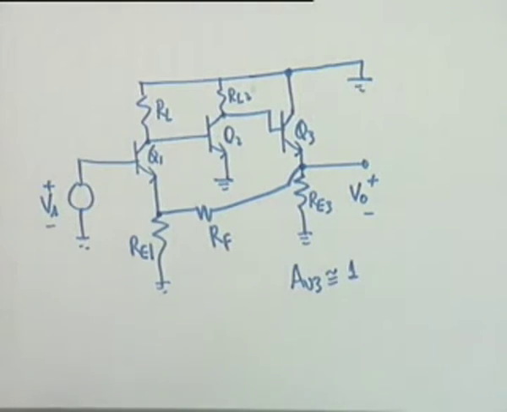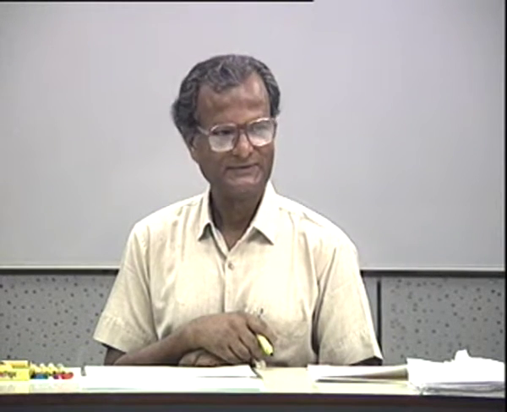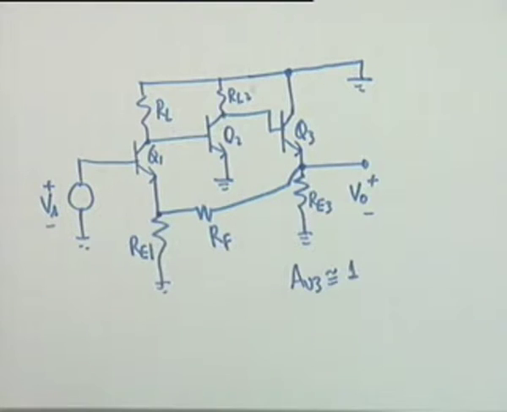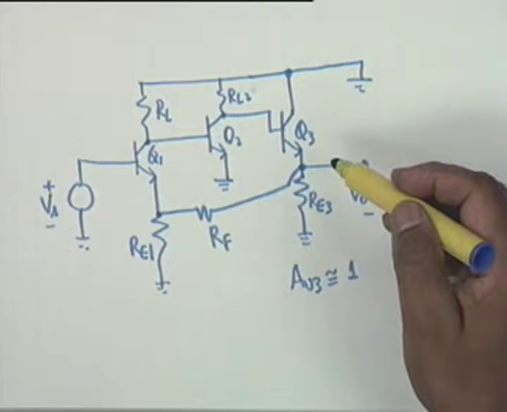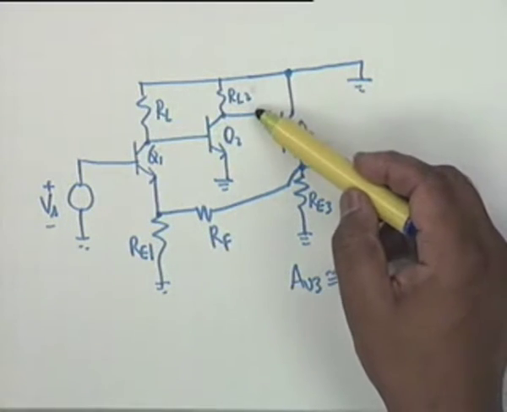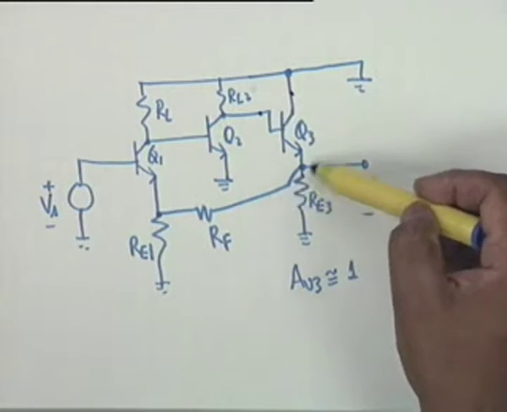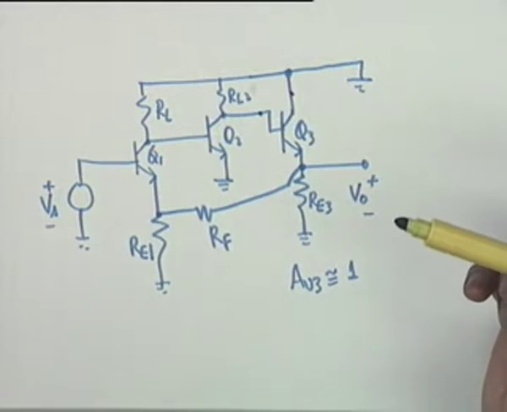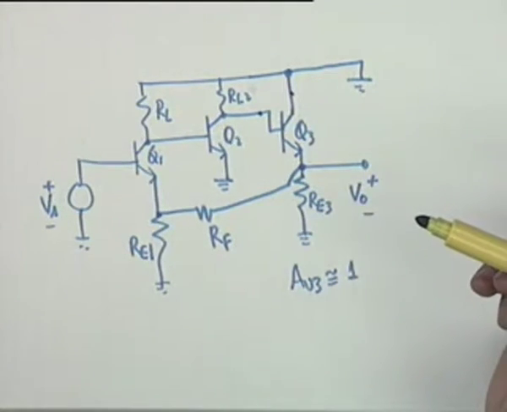However, the third stage does contribute a couple of poles. Isn't that right? One is due to C pi and the other is due to C mu. However, there is no Miller multiplication. Why not? Because the Miller effect, C mu is from here to here, which is grounded. Alright. So, it does not harm FH as badly as it would have if there was a load here.